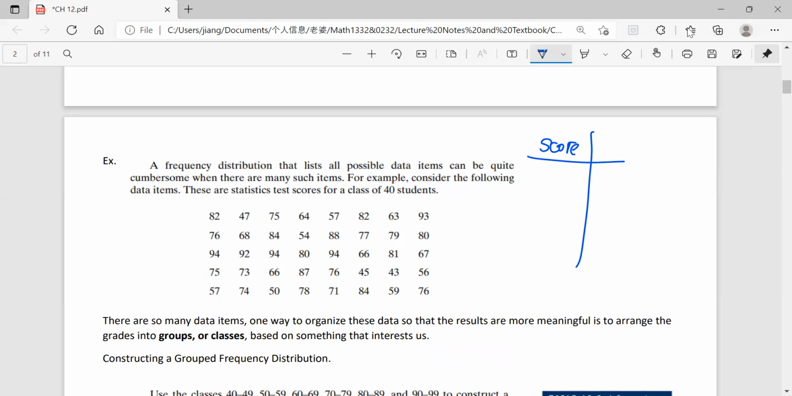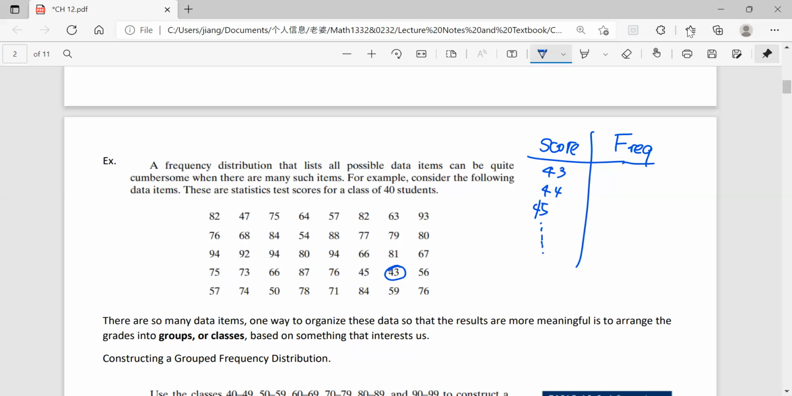And then put the frequency here. So the score, I will start from the lowest score. Maybe I just find from my data here. Maybe 43 is the lowest score. So from 43, so 44, 45, and continue. I will make a very, very long table.